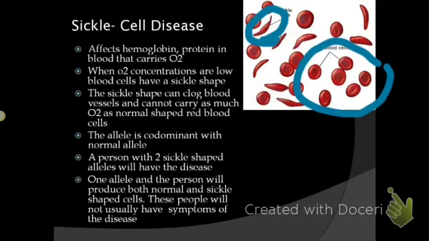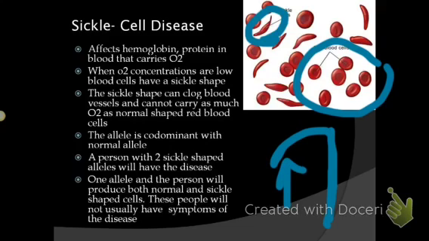not shakes. A sickle, think of like the Grim Reaper. He has his long staff with that thing at the end. This part right here is the sickle, and that is the shape that you're seeing of the red blood cell, and that's why it's called sickle cell disease.